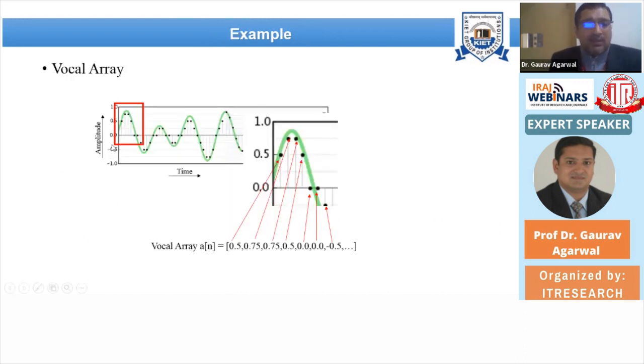So these black dots are the samples, and we have to form the vocal array from them. When we form a vocal array, these dots are supposed to be saved into computer memory. When we save the dots into computer memory, it takes the form of a vocal array represented by A of n, and the values will be stored like 0.5, 0.75, 0.75, and so on. The complete signal will be stored in this format, and these are the values which we call the values related to the features of the input signal.